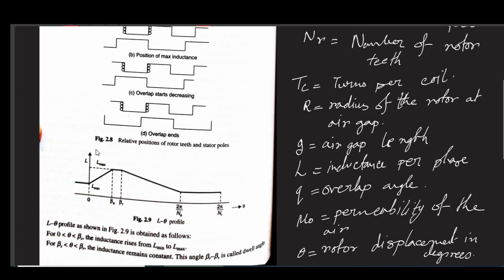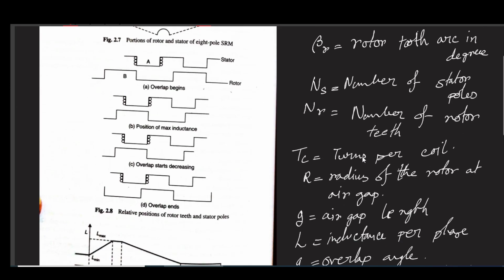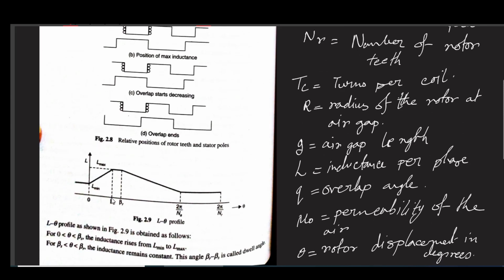Now, an obvious question that may come to your mind is whether there is any constraint on pole arc and tooth arc. First of all, this is clear that beta S is the stator pole arc and beta R is the rotor tooth arc. We can see from 0 to beta S it is here, then beta S to beta R it is here. Now we are interested to understand whether there is any constraint between beta S and beta R.